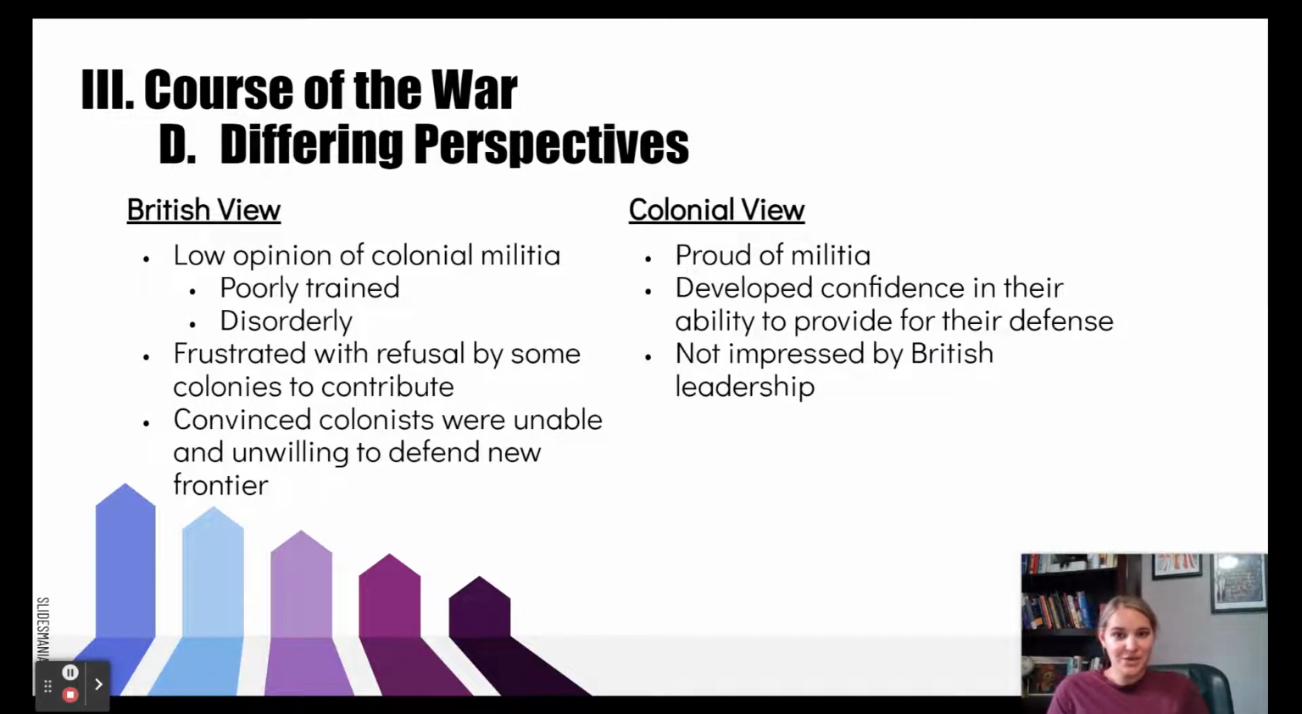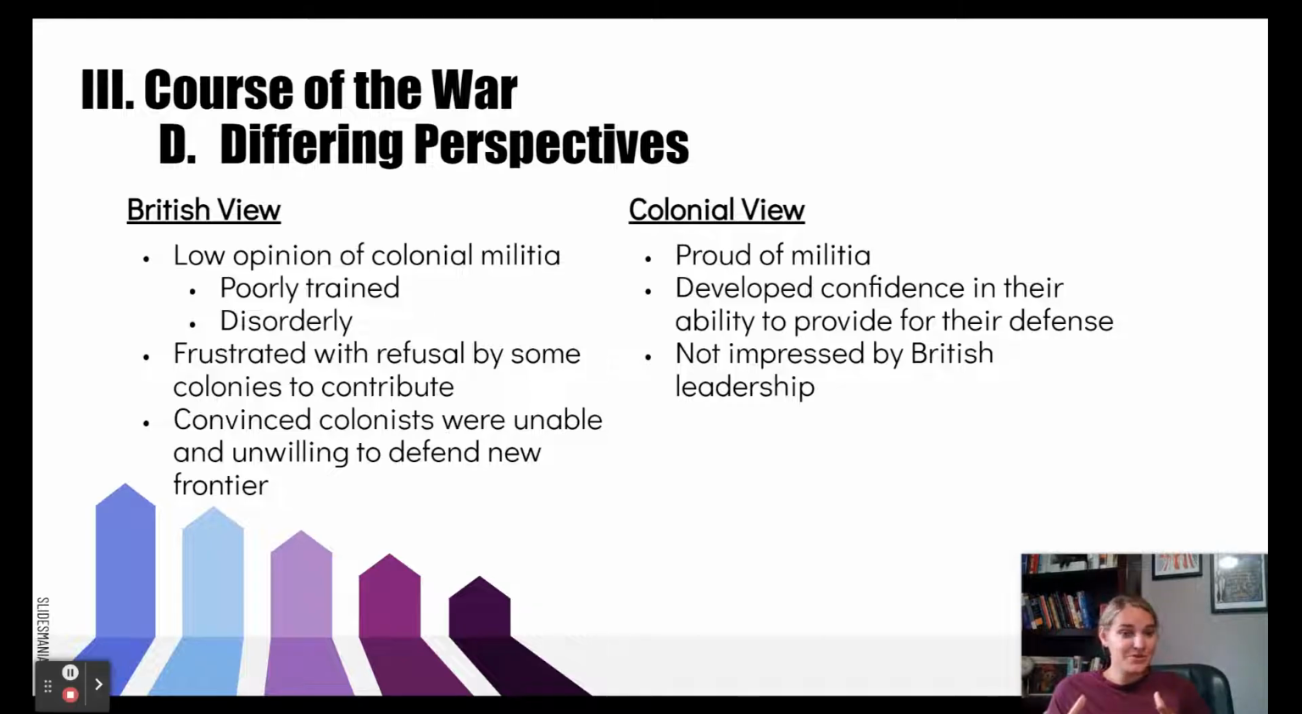So the last thing that I want to address for the course of the war is the differing perspectives of how the colonies participated in the war effort. The British viewed the colonies really poorly. They thought that they took a very long time to be trained, and even then they were disorderly and not effective. They were very frustrated that not all the colonies participated in the war effort, either by sending troops or money, and they were very convinced that the colonists were unable and unwilling to defend the new frontier. These attitudes absolutely play a role in the events that happen following the French and Indian War.